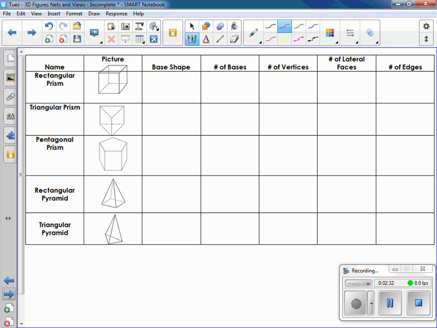So here's some pictures. This is a rectangular prism. The base is a rectangle. That's why we call it a rectangular prism. There are 2 bases. So typically I will shade my bases. Vertices. Okay, the vertices are the points. So there are 4 points on the base, 4 points on this base. That makes 8 total.